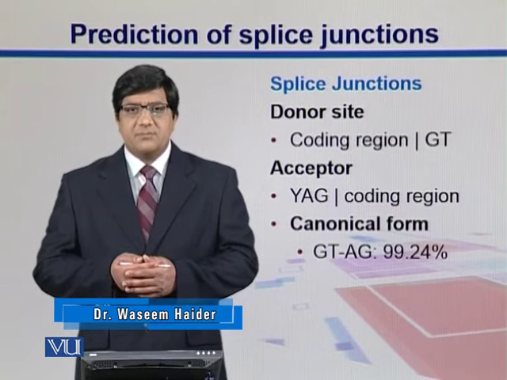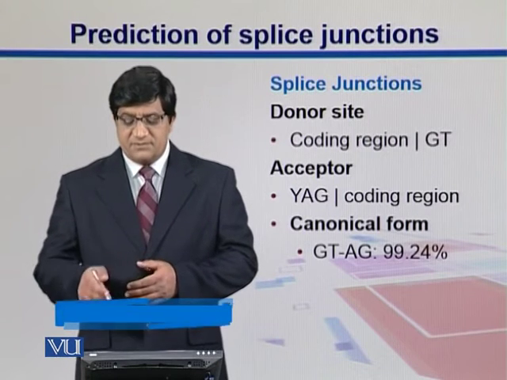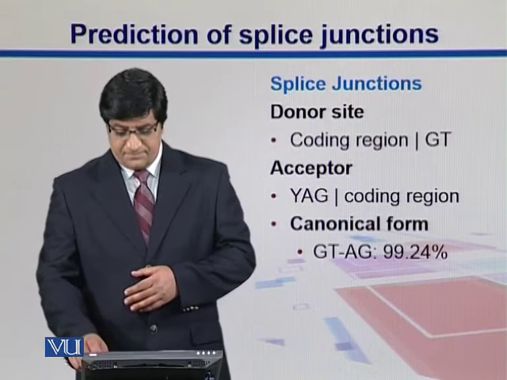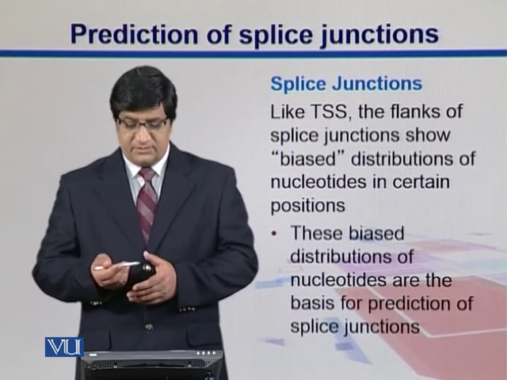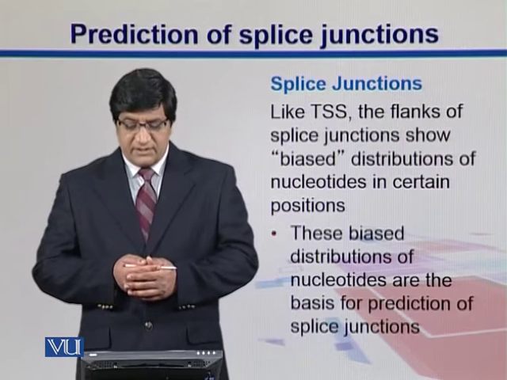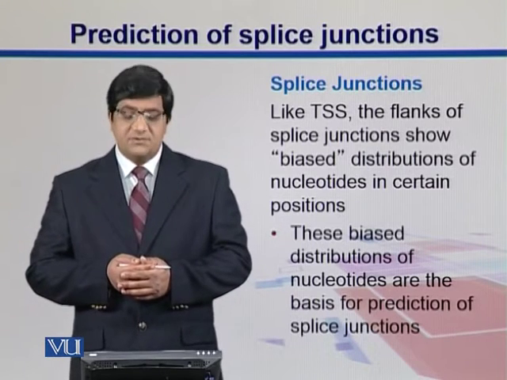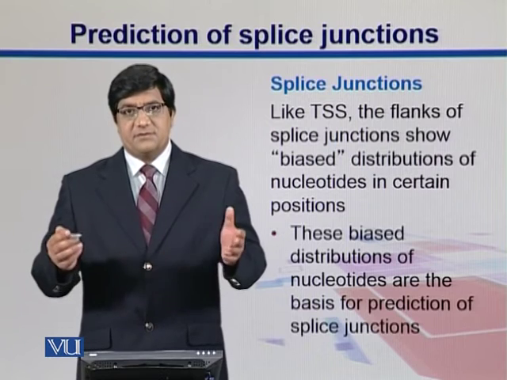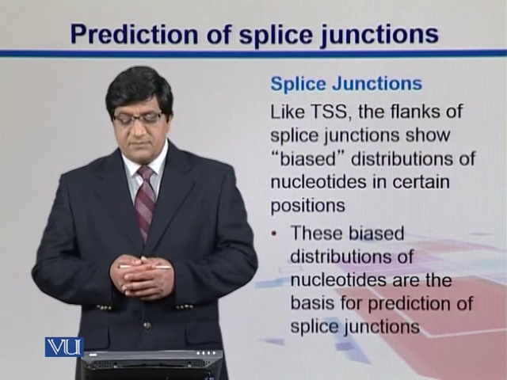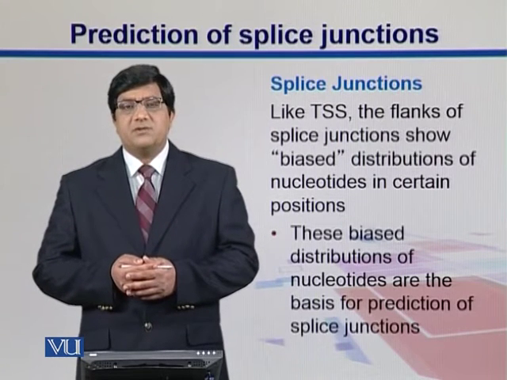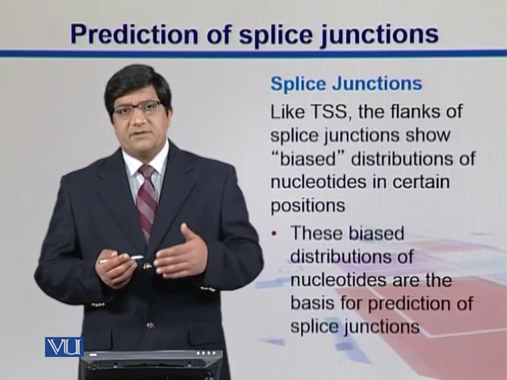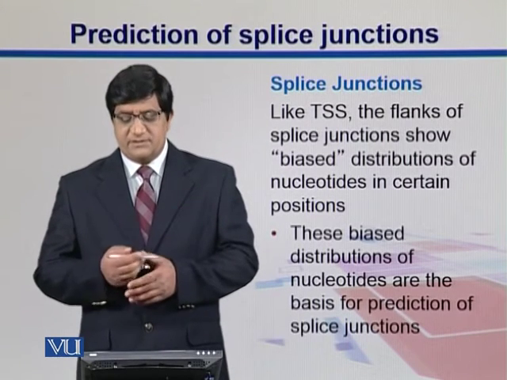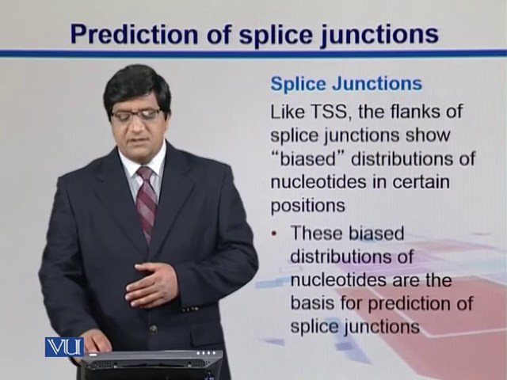Over 99.24% of the time we will observe these nucleotides. There are some non-canonical forms also in addition to this. So like TSS, the flanks of splice junctions also show biased distributions of nucleotides in certain positions. These biased distributions can be used to predict those splice junctions. We did a similar activity in identifying the TSS, so we can do something similar here.